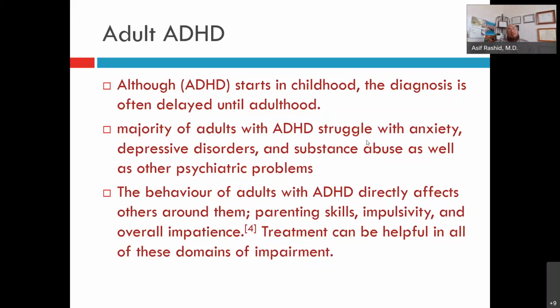The majority of adults with ADHD struggle with anxiety, depressive disorder, substance abuse, as well as other psychiatric problems. So if that's the case, then you want to treat the comorbidity. If it's for young kids, the recommendation is to treat the ADHD first. This is another common question I get. If a kid has ADHD and anxiety and learning disability and so on, what do you do? What you do is you treat ADHD first. That's a recommendation. If it's an adult and you have comorbidity, then you have a choice.